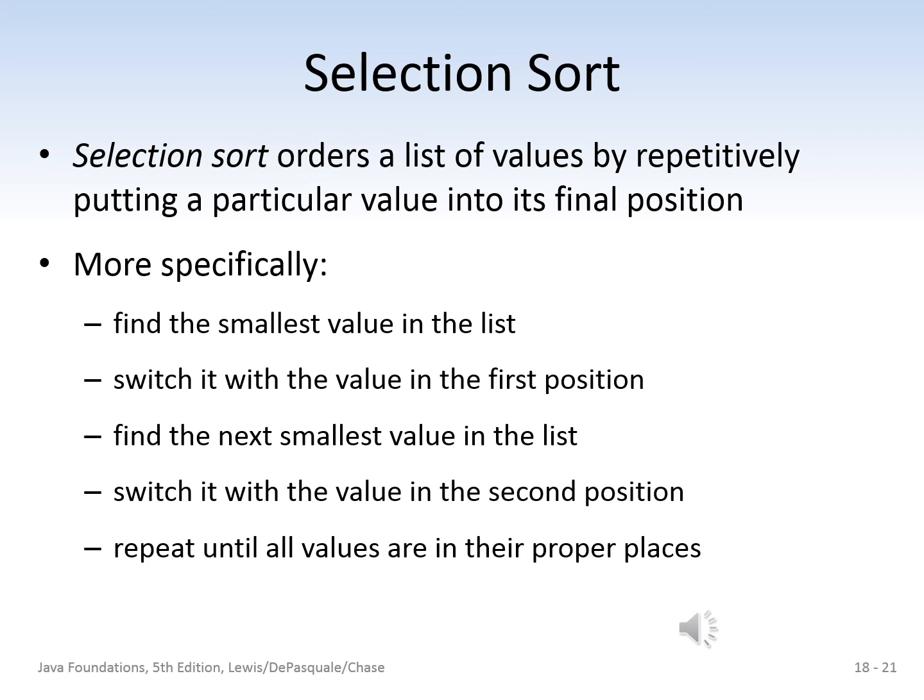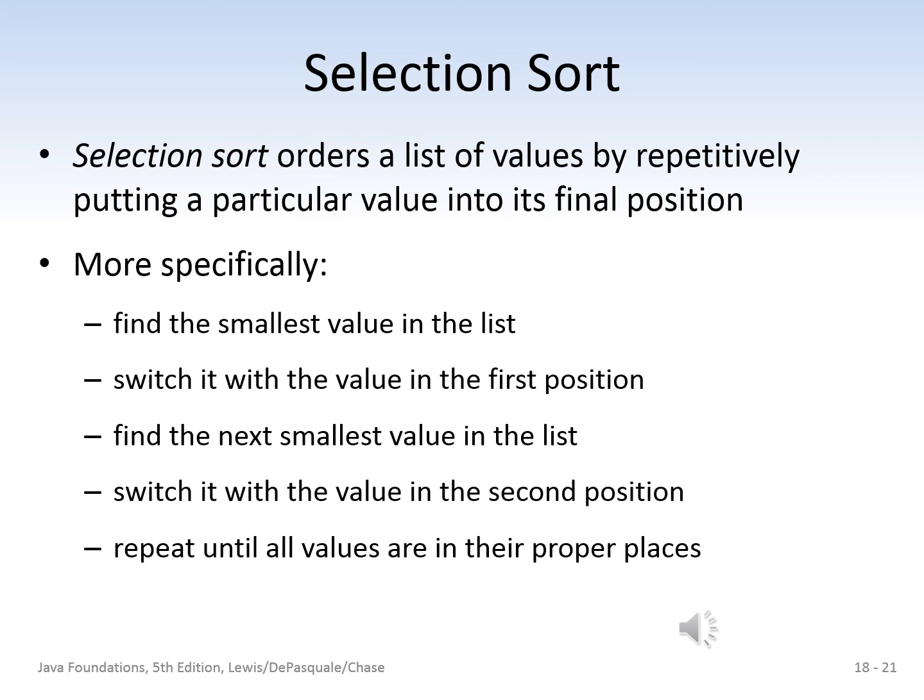So the selection sort orders a list of values by repetitively putting a particular value into its final position. What it does is find the smallest value in the list and swap it with the value in the first position. In the example we're going to be using, because we're using an array as the list, it's going to be index 0.